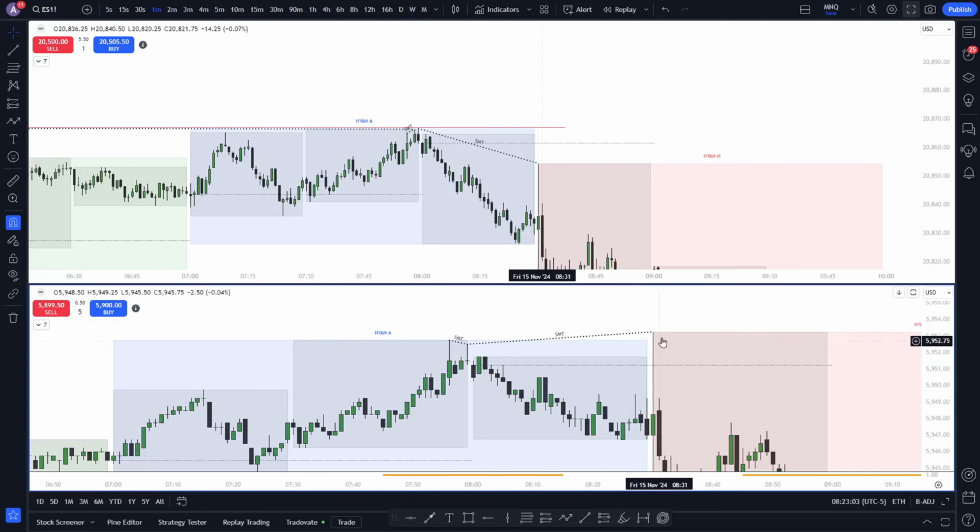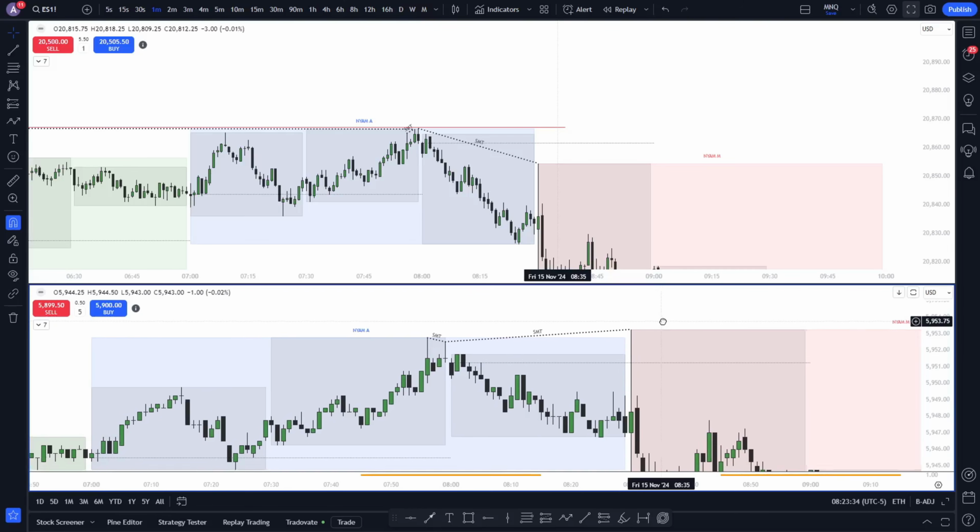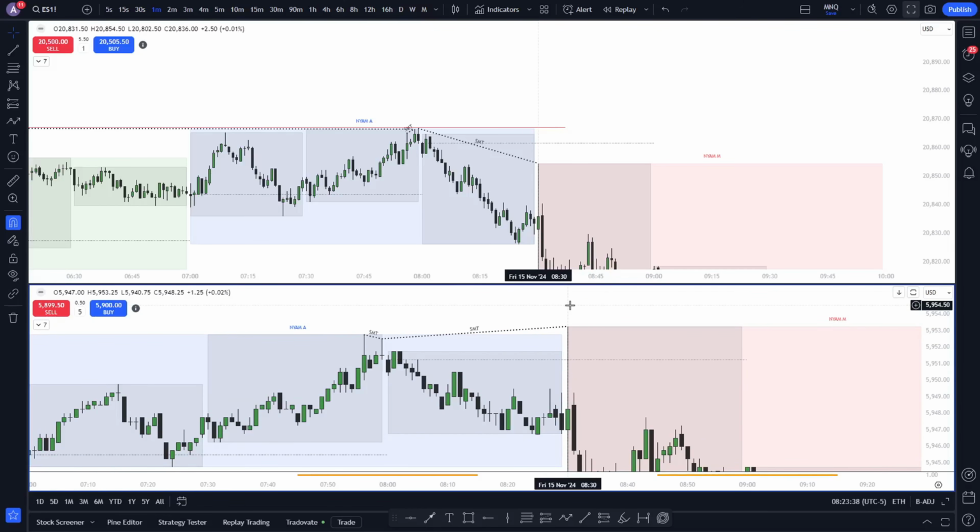These SMTs should not be taken out, and if you get a change in state of delivery after an SMT like this occurs, expect continuation, because this is a super high probability sign that we are going to continue to see a continuation in the same direction.